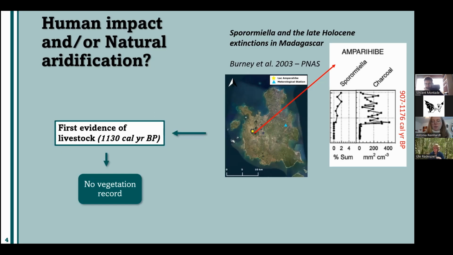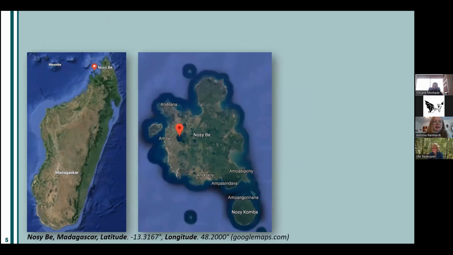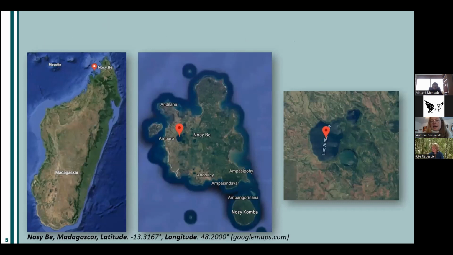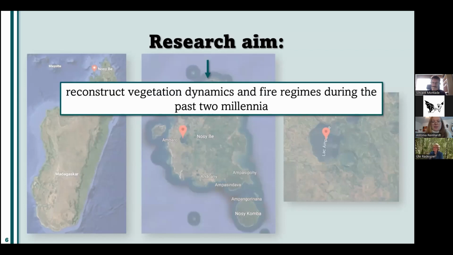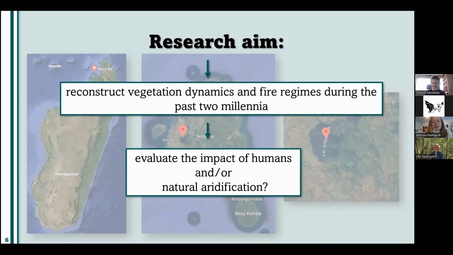So this is our study site, Nosy Bé Island. This is the island. It is located in the northwestern part of Madagascar, and this is the lake of our study site. Our research aim was specifically to reconstruct the vegetation dynamics and fire regimes during the past two millennia and to evaluate the impact of humans and/or natural aridification on Nosy Bé Island.